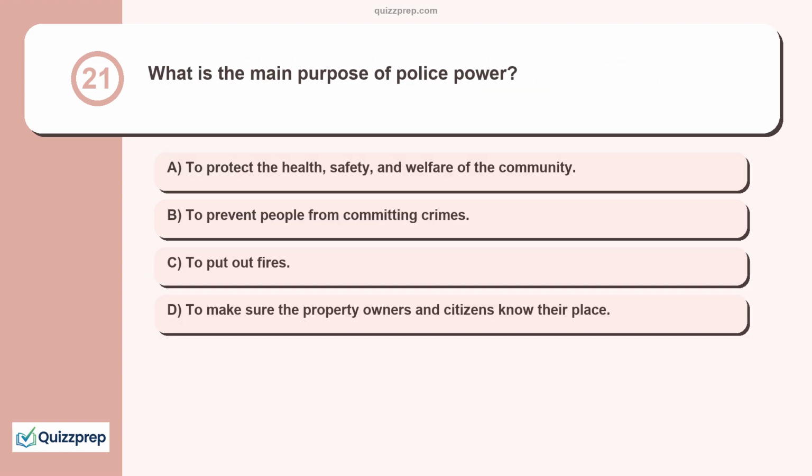Question 21. What is the main purpose of police power? To protect the health, safety, and welfare of the community. To prevent people from committing crimes. To put out fires. To make sure the property owners and citizens know their place.